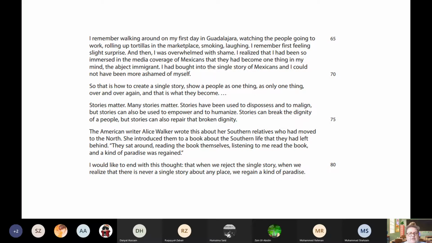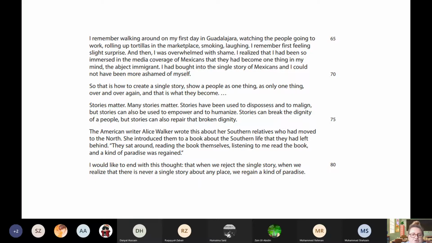I remember walking around on my first day in Guadalajara, watching the people going to work, rolling up tortillas in the marketplace, smoking, laughing. I remember first feeling slight surprise, and then I was overwhelmed with shame. I realised that I had been so immersed in the media coverage of Mexicans that they had become one thing in my mind, the abject immigrant. I'd bought into a single story of Mexicans, and I could not have been more ashamed of myself. So that is how to create a single story: show people as one thing, as only one thing, over and over again, and it is what they become.